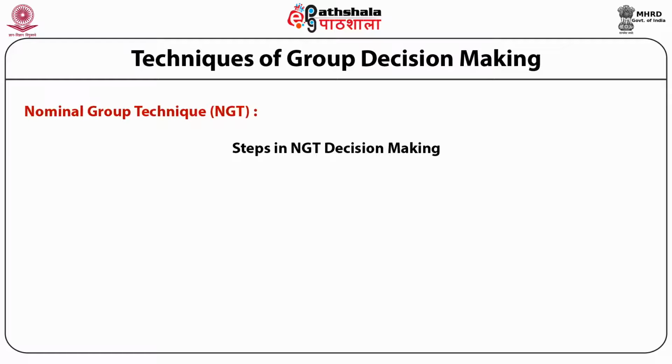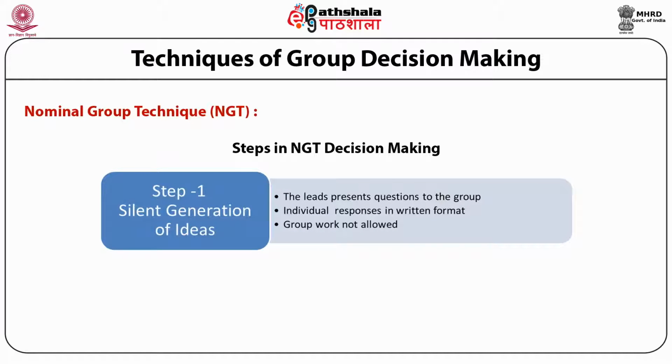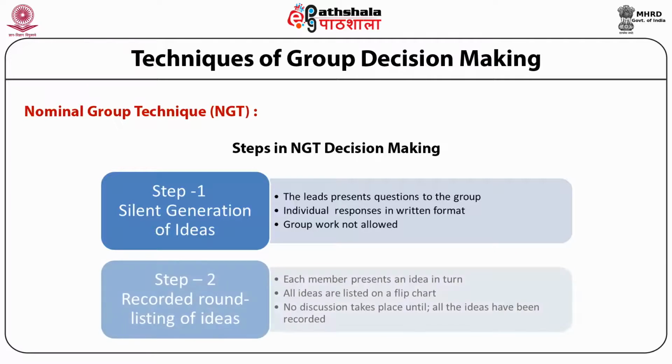making. Step 1 would be silent generation of ideas, where the leader presents the questions to the group, and the individuals respond in written format, where group work is not allowed. After this, they move on to the second step, which is a recorded round listing of the ideas, where each member presents an idea in turn. All ideas are listed on a flip chart. No discussion takes place until all the ideas have been recorded.